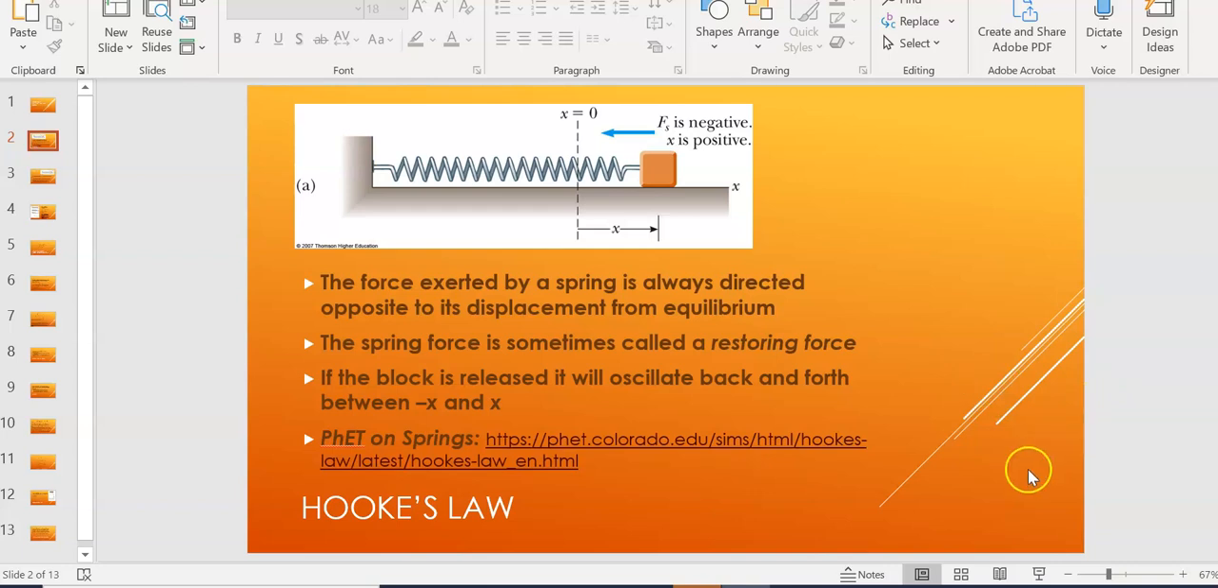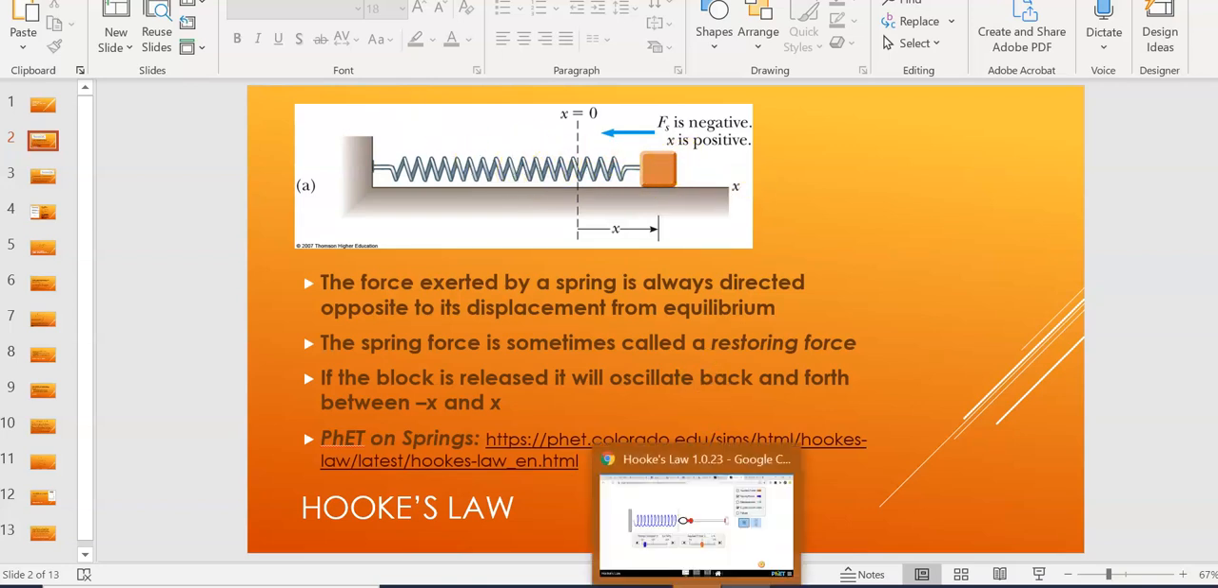If you displace a spring from equilibrium and then you let it go, then what'll happen is it'll oscillate back and forth between minus x and plus x here. So in this picture you can see the spring's been pulled to some position x, and then that spring will bob back and forth between plus x and minus x at its extrema. So let me show you a few things.